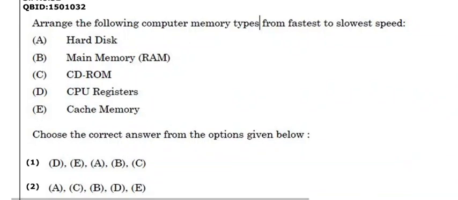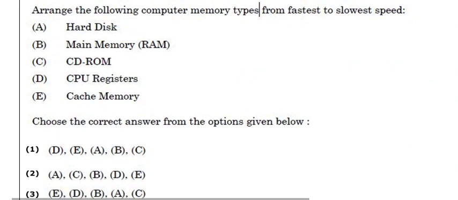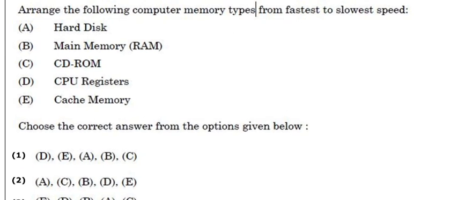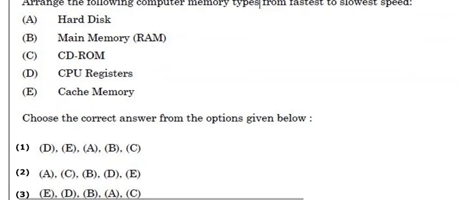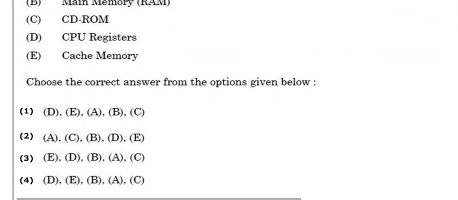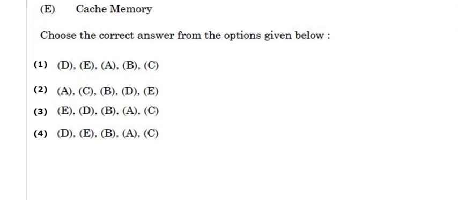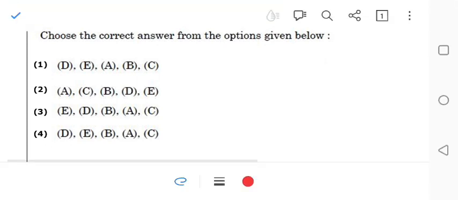32. Arrange the following computer memory types from fastest to slowest speed. Hard disk, main memory RAM, CD-ROM, CPU central processing unit registers, cache memory. 32 correct option will be first D will come, then E will come, then B will come, then A, then C. D, E, B, A, C.